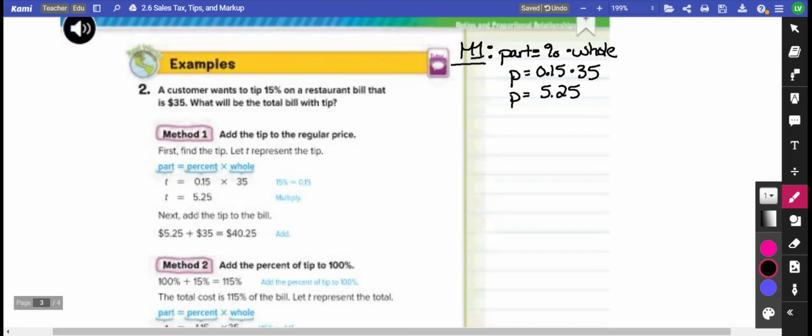Next, we want to add it to the bill. So if the bill is $35, we want to add $5.25. That means that our total bill is going to be $40.25.